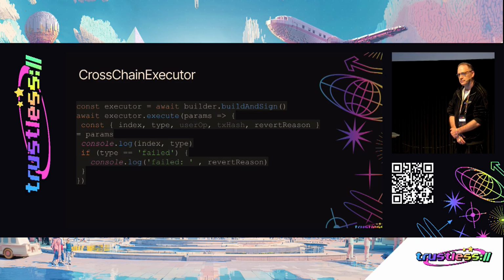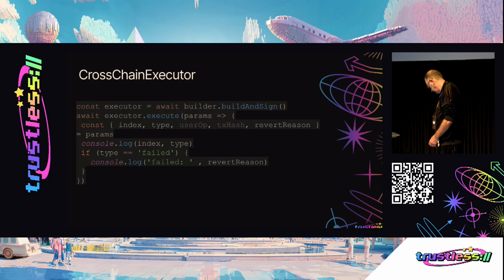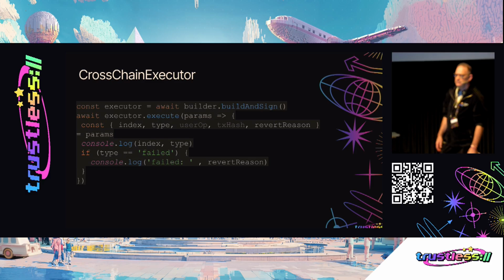Okay, so in this case, this builder is actually the cross-chain builder. After you start a batch and add all the actions to the batch, then you start another batch, for example for the destination, and add all the actions that you want, the voucher request, using the voucher from the source. Then you call builder.build and sign, and the cross-chain builder returns you an executor.